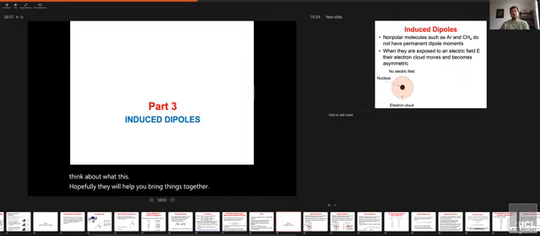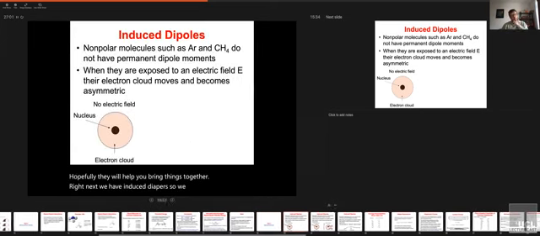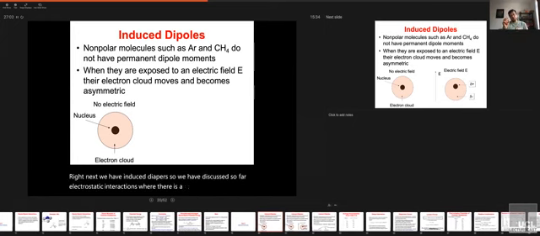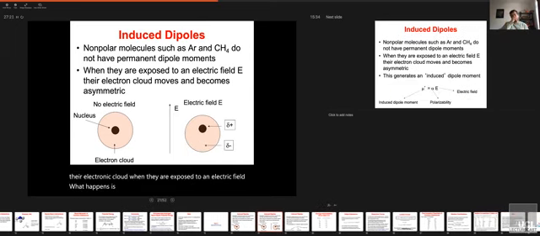All right, next we have induced dipoles. So we have discussed so far electrostatic interactions where there is a net charge, and dipole-dipole when there is a net dipole moment. Many molecules don't even have a net dipole moment. However, they do have a nucleus, and they do have their electronic cloud. When they are exposed to an electric field, that electronic cloud can be distorted a little bit, and the result is that there is going to be an induced dipole moment.